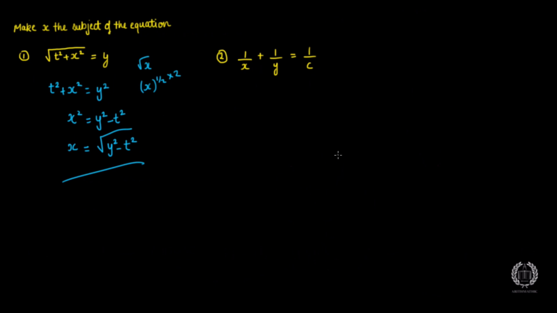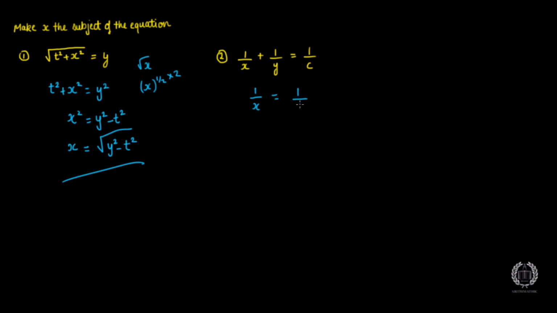Now if we look at this second one, this is a bit more working out. What you can see is we have everything in fractions. And what we need to do is make x the subject. So the first thing I'm going to do is keep 1 over x here, and this 1 over y, I'm going to bring to the other side because we don't need it.